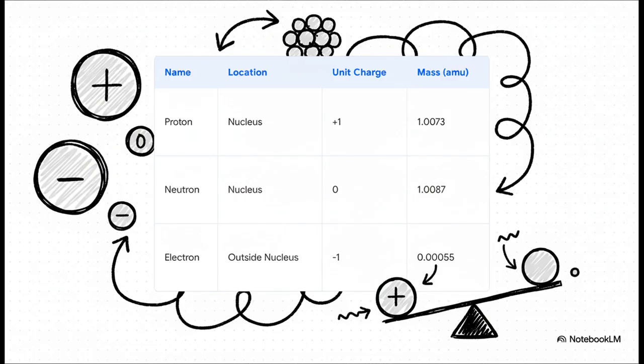Now check out that mass column. Protons and neutrons, they both weigh about 1 atomic mass unit, or AMU. But the electron? Whoa, it is tiny, almost 2,000 times lighter. It's so light, it's practically weightless compared to the other two.